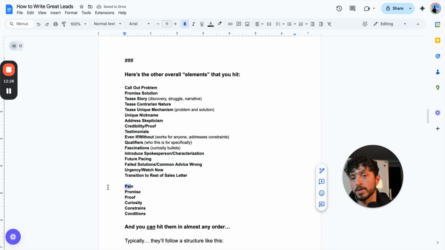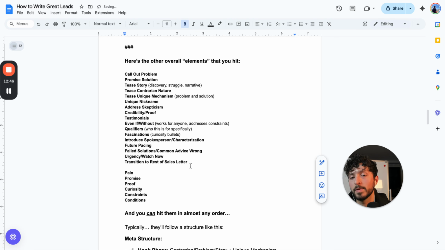So problem falls under pain. Promise solution falls under promise. Tease the story falls under curiosity. Tease the contrarian nature falls under curiosity. Unique mechanism falls under curiosity. Unique nickname, curiosity. Address skepticism falls under proof. Credibility and proof obviously fall under proof. Testimonials fall under proof. Even if without falls under constraints. So as long as you hit your copy blocks and have a good micro lead opening, you're going to be pretty good. But this is just a little bit more granular, so I want to show you those elements.